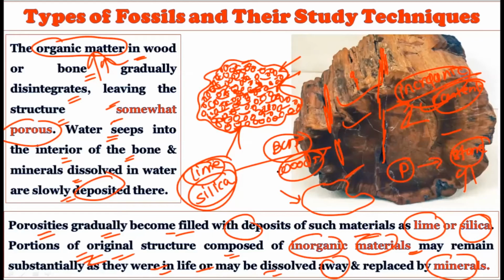The organic matter tends to be removed very easily, and it creates a porous structure. After that, water will enter these pores and leave behind minerals, and hence these minerals are deposited in the blank spaces inside the porous structure. These mineral deposits are in the form of lime or silica. The inorganic material may remain intact there, or it may also get replaced by the minerals.